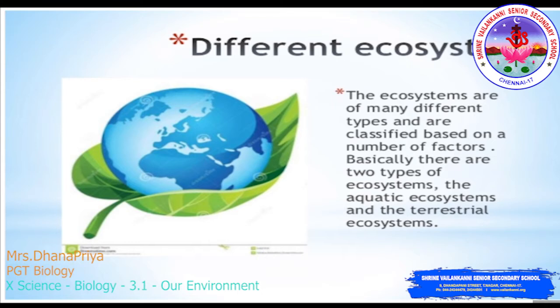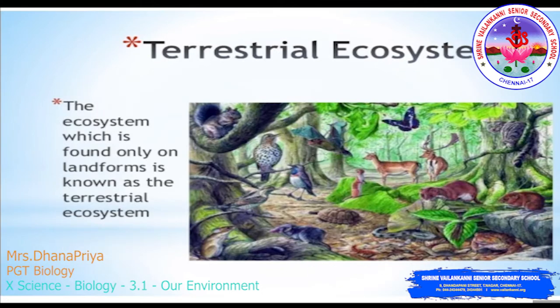The different types of ecosystem are mainly classified into two types. One is aquatic ecosystem and the other one is terrestrial ecosystem. Aquatic is nothing but water, terrestrial is land. First we see about terrestrial ecosystem. The ecosystem which is found only on land form is known as terrestrial ecosystem.